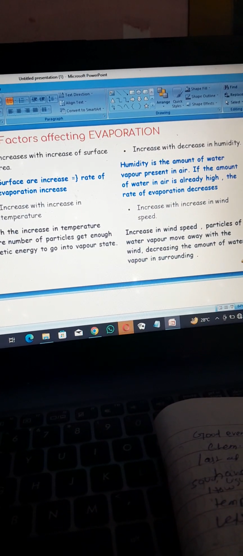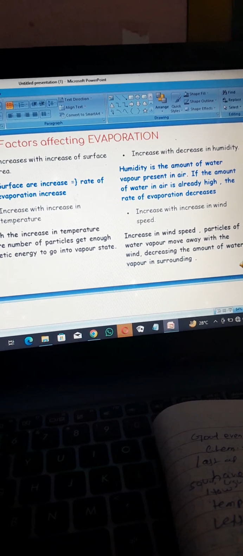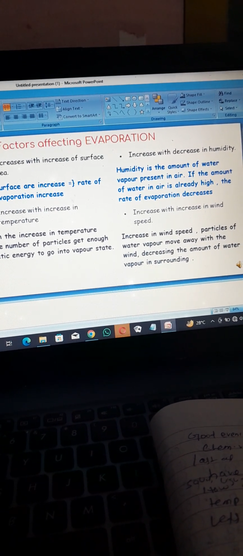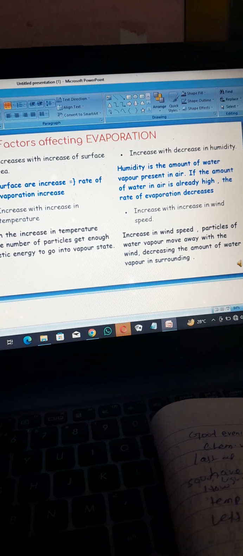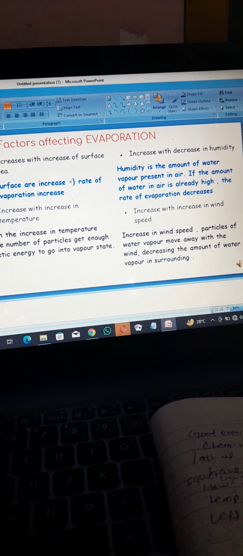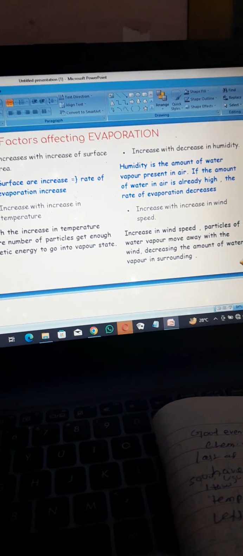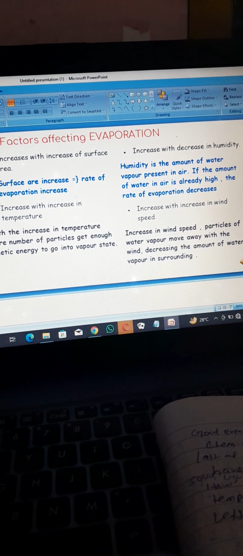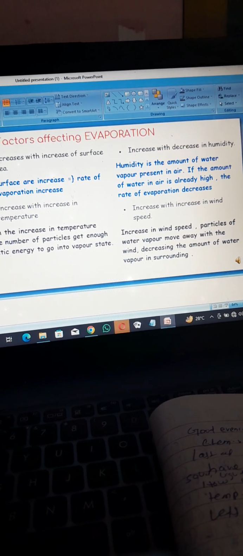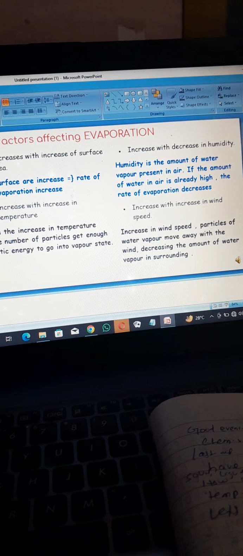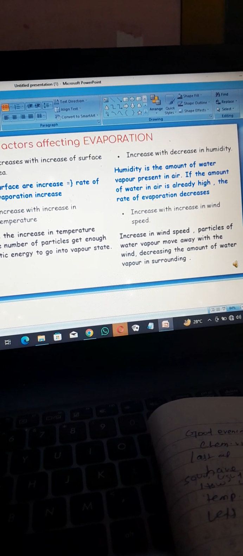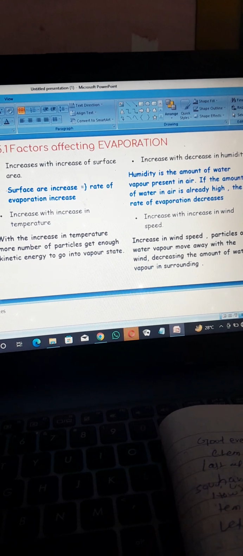And it increases with a decrease in humidity. If humidity decreases, the evaporation increases. What is humidity? Humidity is the amount of water vapor present in air. If the amount of water in air is already high, then the rate of evaporation decreases. Then what is another factor? Increase in wind speed. With the wind, the particles of water vapor move away, decreasing the amount of water vapor in the surroundings.